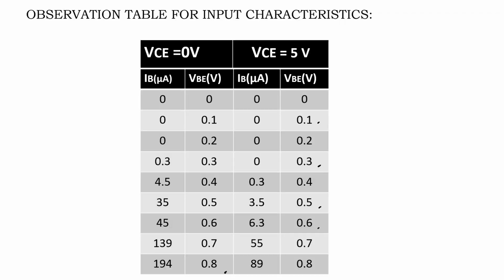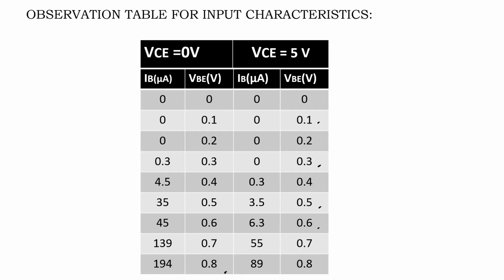Observation table for input characteristics. We are varying the voltage from 0 volts, 0.1 volt, 0.2, 0.3, 0.4, 0.5, 0.6, 0.7, 0.8. Corresponding, you will note down the value of base current IB in microamperes.